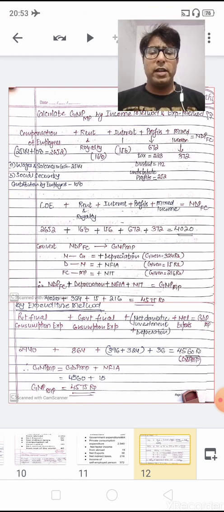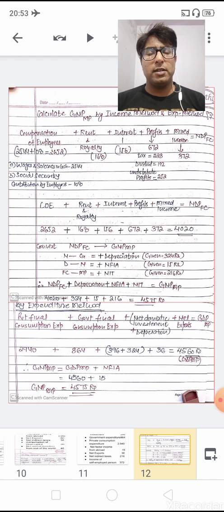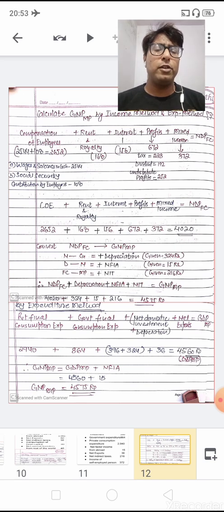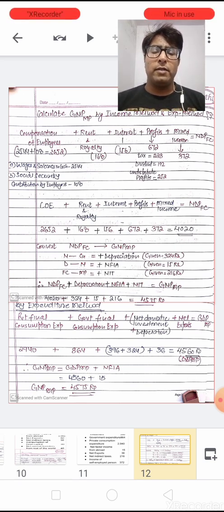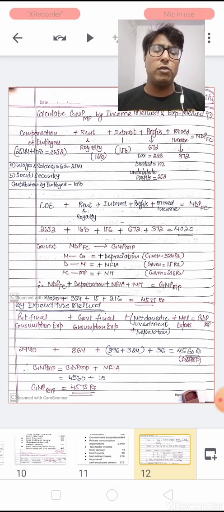So now we are again putting the values into the formula, like COE is 2652, plus rent is 168, plus interest is 156, plus profit is 672, plus mixed income is 372, and we'll get 4020. Now this 4020 is the value of NDPFC.